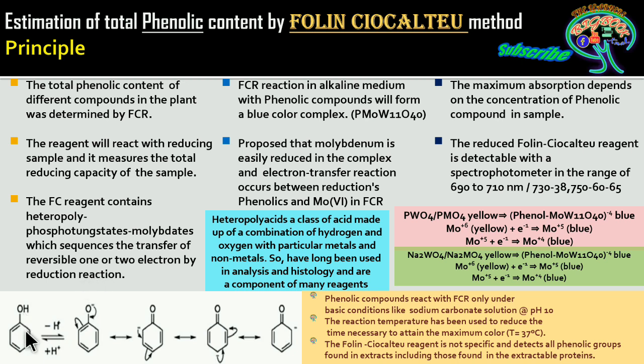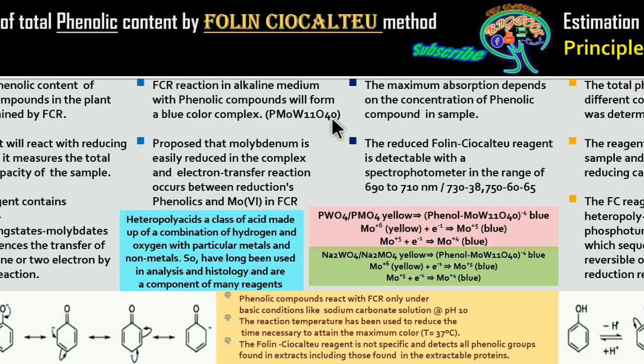So here you can see, after this will be the phenol. After subjecting this with the FCR, it is going to show this H minus, H plus. So there will be the reduction of the component in presence of the phenol. So this will be the final bluish compound. Now further, FCR reaction in alkaline medium with phenolic compounds will form a blue color complex. So here this blue color complex is going to give certainly this end product and its formula.